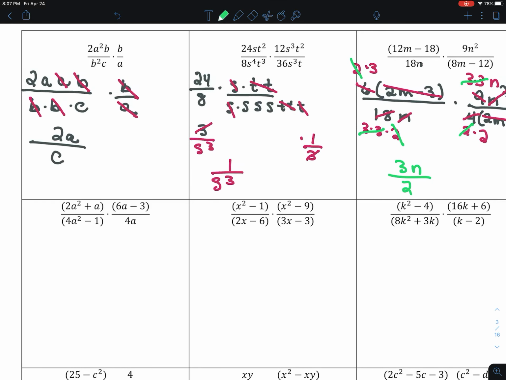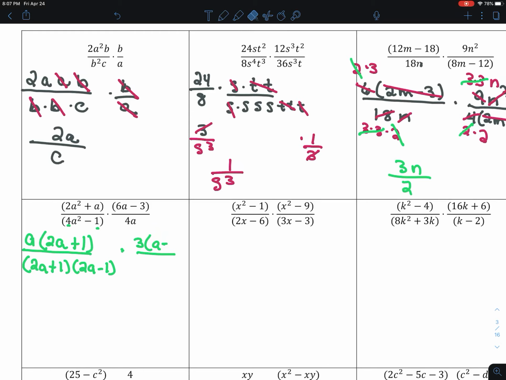There's a lot of factoring involved. So I'm going to factor out the GCF here, which is A. So I'm left with 2A plus 1. And this is the difference of two squares. So I can factor that as 2A plus 1, 2A minus 1. And this has a GCF of 3.